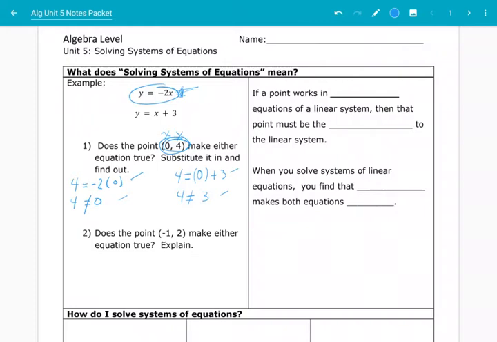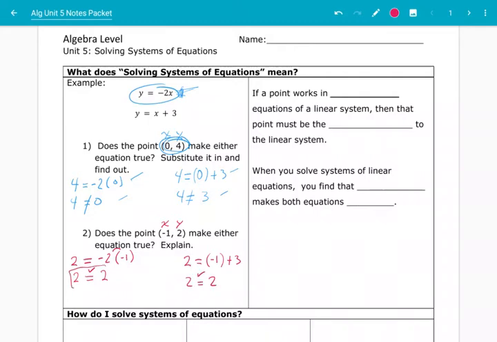So that didn't work. So let's see if this point, minus 1, 2, and you might have noticed that one was in one of the tables. Let's see what happens when we plug that in. So here's my x and here's my y. So 2 equals minus 2 times x, which is minus 1. Minus 2 times minus 1, that gives me positive 2. So that works. Okay. How about this one? 2 equals x, which is minus 1 plus 3. Well, minus 1 plus 3 is 2. So that works as well.